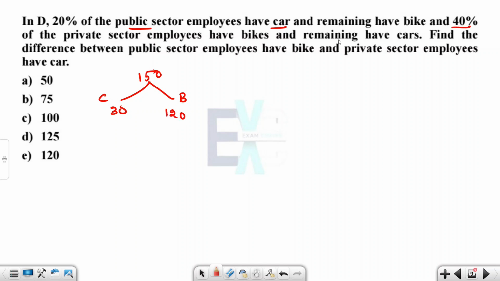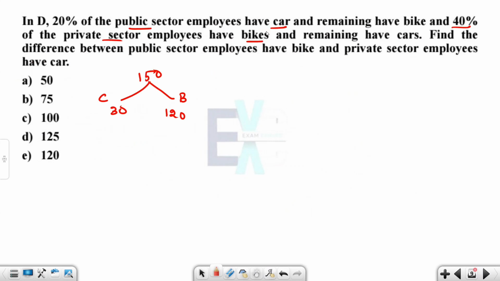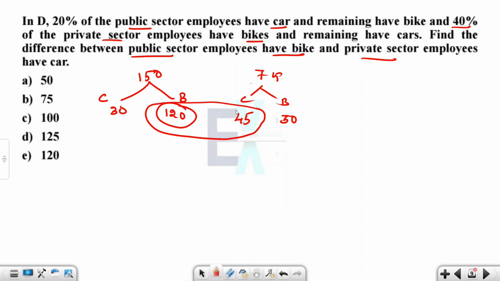And 40% of the private sector employees have bikes. So in D, 75 are private. In that 75, car and bike. How many have bikes? 40% of the private sector have bikes. So what is 40%? Again 30. So the remaining 45 will have a car. Find the difference between public sector employees having bike and private sector employees having car. So they are asking you to find the difference between 120 and 45. So the answer will be 75.